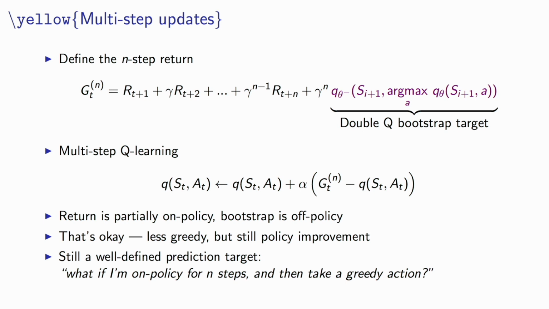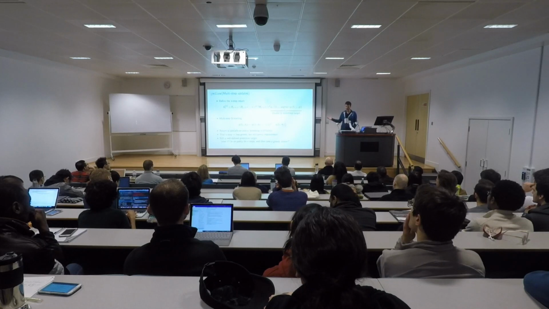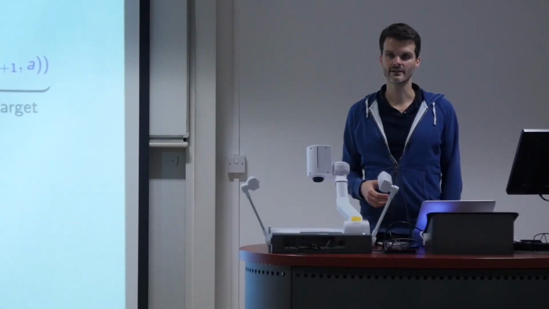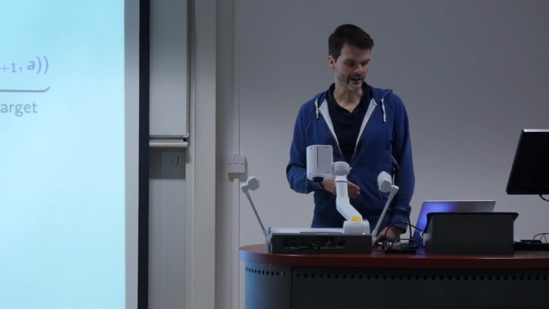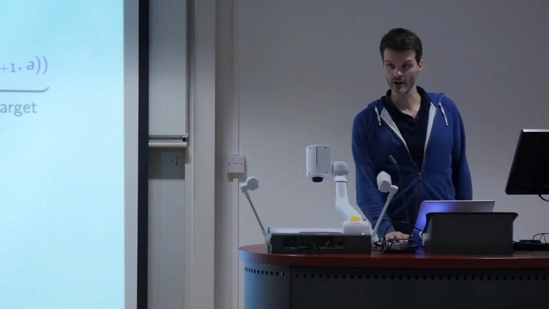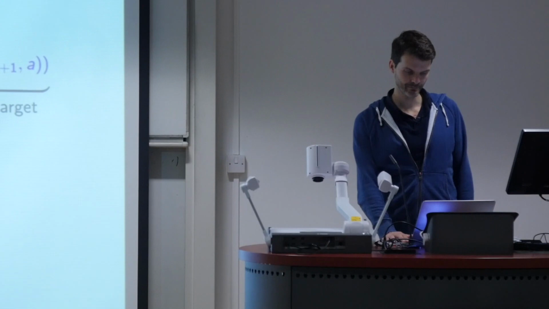And it's also still a well-defined prediction target. It's just a little bit more unconventional, where the semantics of the prediction target is now: what if I'm on policy for a number of steps, with, in this case, the epsilon greedy policy, and then I take the greedy action? Which is maybe a bit of a weird question to ask, if you would just be posing prediction questions. But it's a perfectly valid one that you could learn about. And then you could still hope to have the nice trade-offs between TD on one hand and multi-step or Monte Carlo learning on the other extreme.